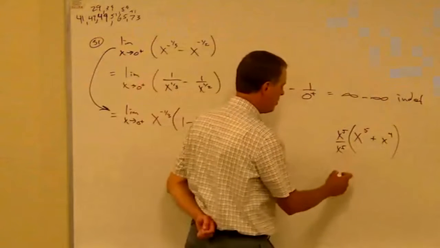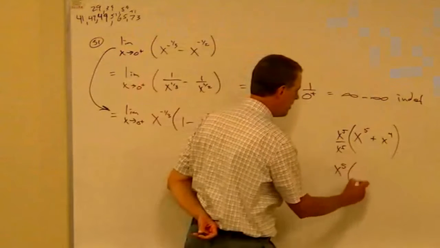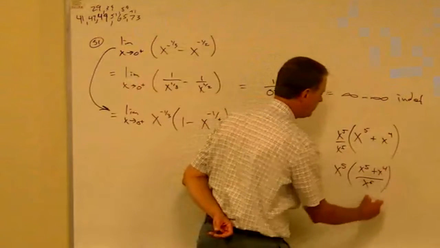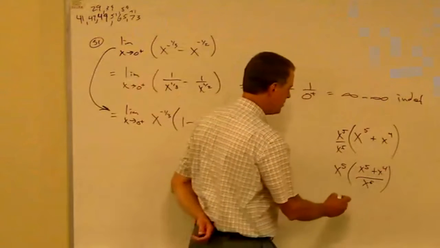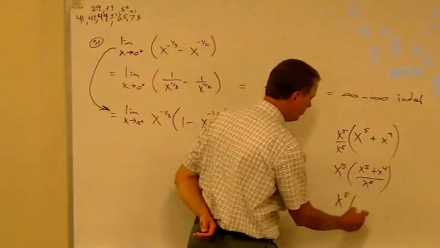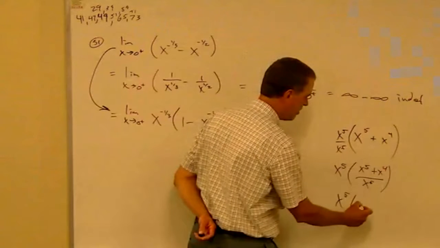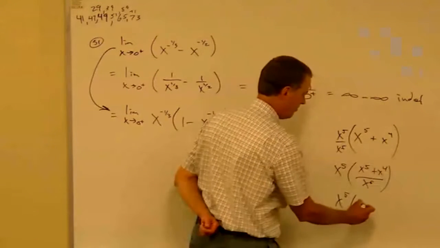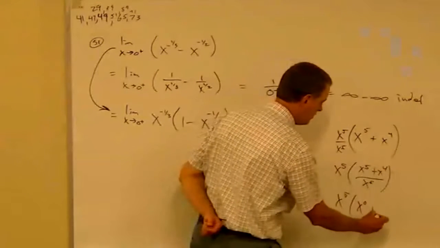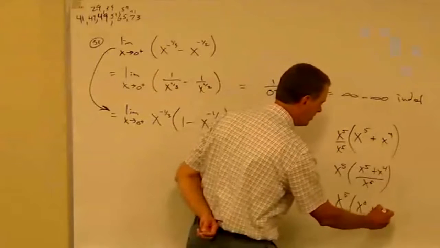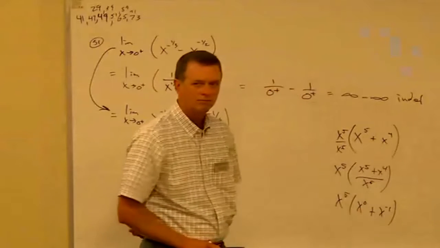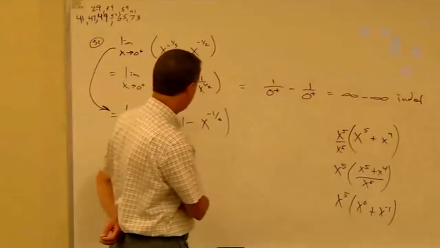But here we're going to do x to the 5th, and then we're going to have x to the 5th plus x to the 4th over x to the 5th. And so that means I'm going to have to subtract exponents. So this is going to be x to the 5 minus 5 is 0, and then 4 minus 5 is x to the minus 1. Same idea here.